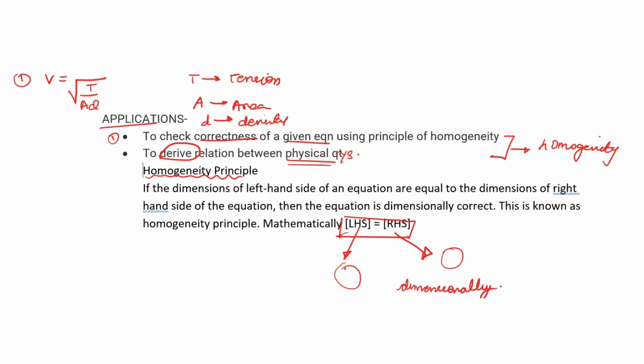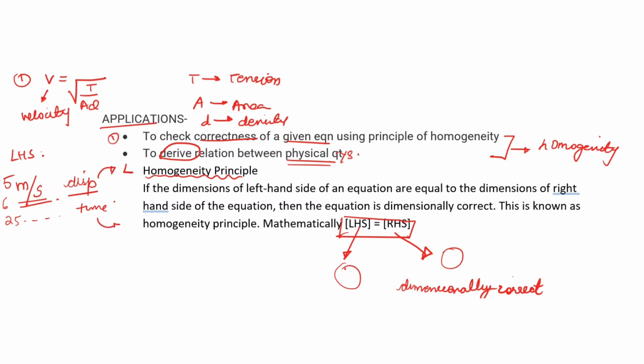Let's take LHS. What is the dimensional formula of velocity? Here we commonly say 5 meter per second, 25 meter per second, for velocity. So velocity is nothing but total displacement by total time. So it is length by time, and the dimensional formula will become LT power minus 1. So the left hand side is simple and it's over. Now we'll move on to the right hand side.